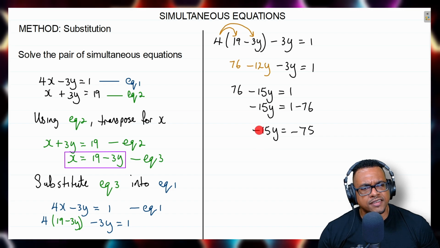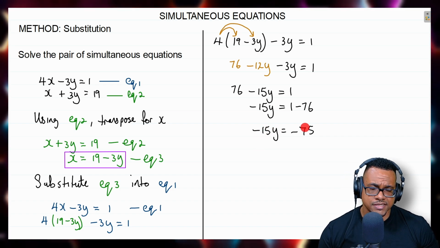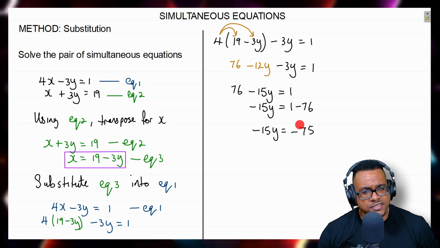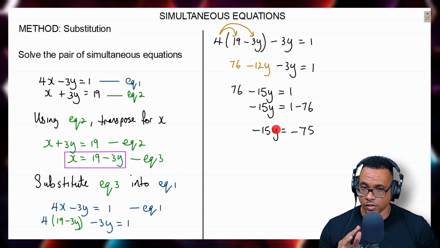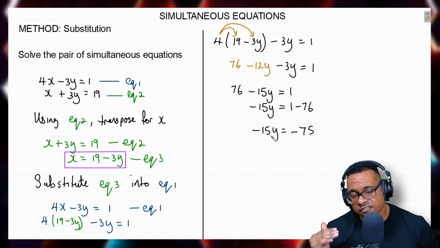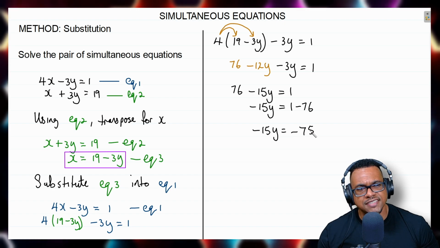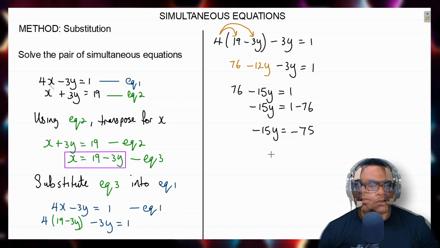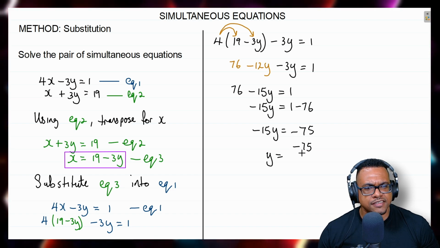And now seeing that we have negative 15 multiplied by y, and you want to move this negative 15 across the equal sign, what is going to happen is when you transfer the negative 15 across, the opposite of multiplication will take place, because it's negative 15 multiplied by y. The opposite of multiplication is division. So what we're going to have is negative 75 divided by negative 15.